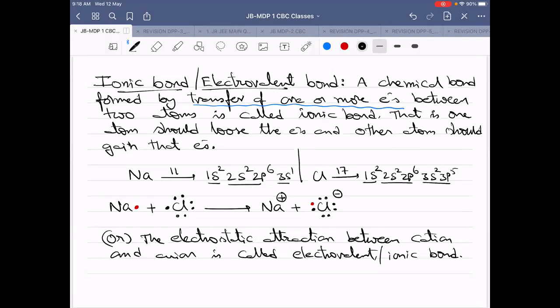So you can understand one point here. This is a metal, yes or no? And this is a non-metal. Already I gave you this point. An ionic bond will be formed between a metal and non-metal. That means it will be between S block and P block elements, or D block and P block elements, or F block and P block elements.